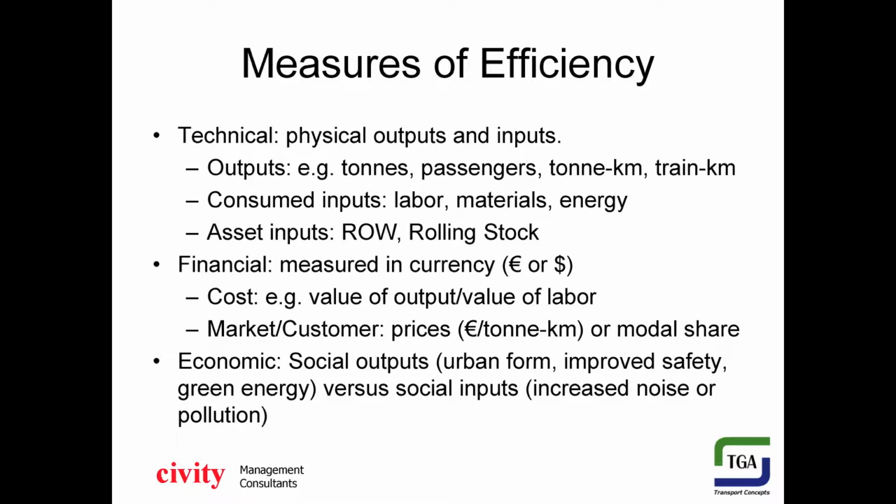And then at another level, one which we haven't dealt with but should start thinking about dealing with more explicitly, is what I would call economic. That is, what's the value of the social outputs? Urban form, improved safety, pollution, reduced noise, and the cost of the social inputs such as congestion or lack of congestion, noise, or pollution. Really, that's the measure we should be using, but rarely can we do that, for a lot of reasons.